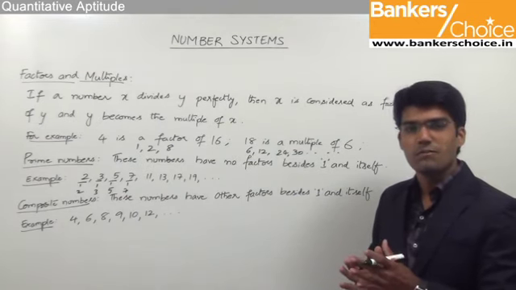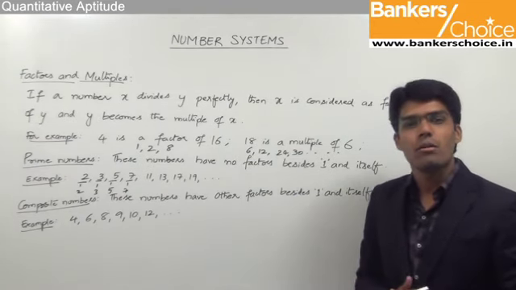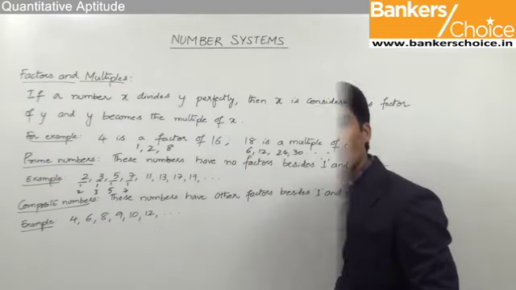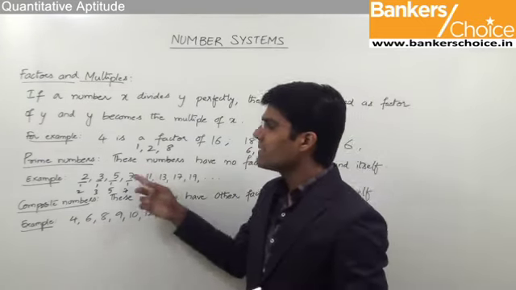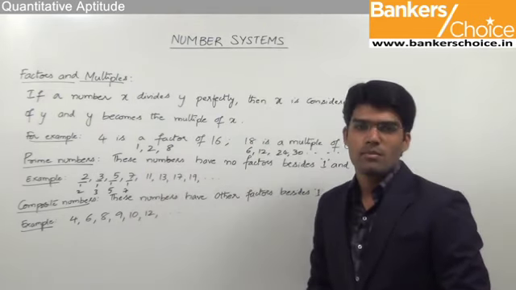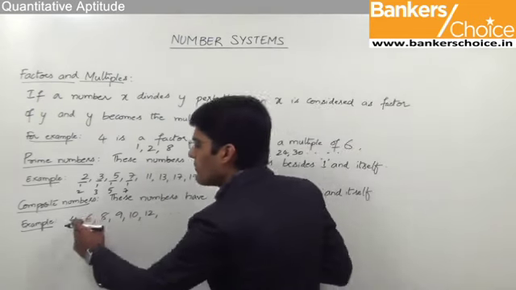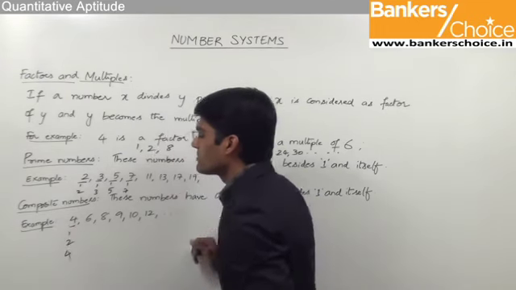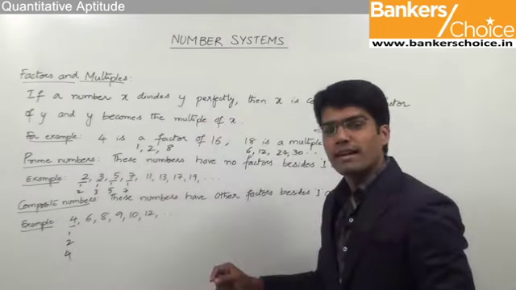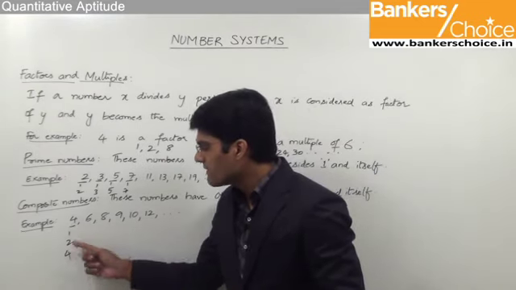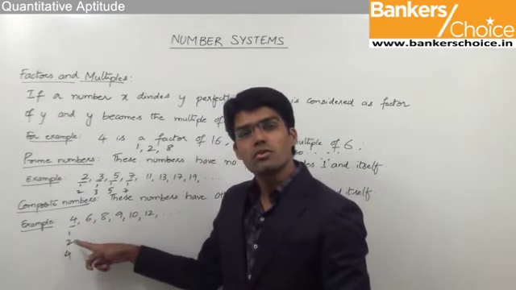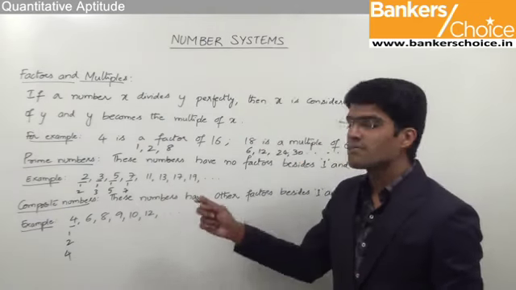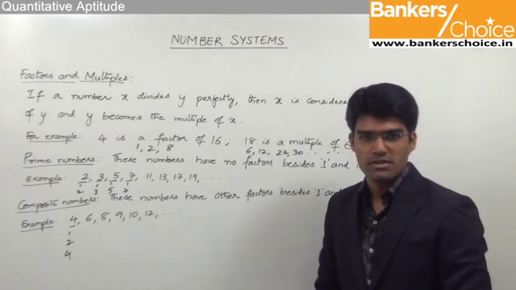So the numbers which have more than two factors are called composite numbers. For example, 4, 6, 8, 9, 10, 12. So we can say that all the numbers other than prime numbers can be taken as composite numbers. For example, 4: the factors of 4 are 1, 2 and 4. So we can see that there are more than two factors. Apart from 1 and the number itself, 2 is also a factor of 4. Why? Because 2 can divide 4 exactly. So 4 cannot be a prime number as it has more than two factors. So it is called a composite number.